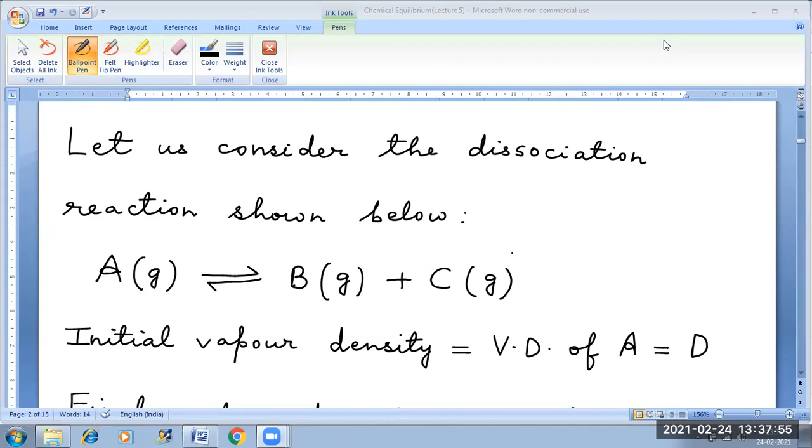No. Somebody said moles. Never say this. Moles will not be conserved because of delta n g. In a chemical reaction, moles will change. Any chemical reaction is accompanied by a change in the number of moles, but a change in mass is not possible. Total grams remain the same, but moles don't. Any doubt? So what else is constant?